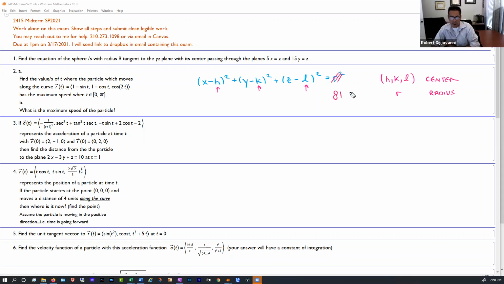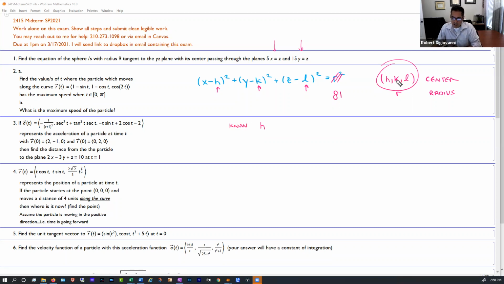All right. Now, the fact that the center, this point h, k, l, must pass through these two planes means that, let's see, what does it mean? Well, whatever h is, what can you tell me? Say you know what h is, right? What would k have to be? Let's say you know h.